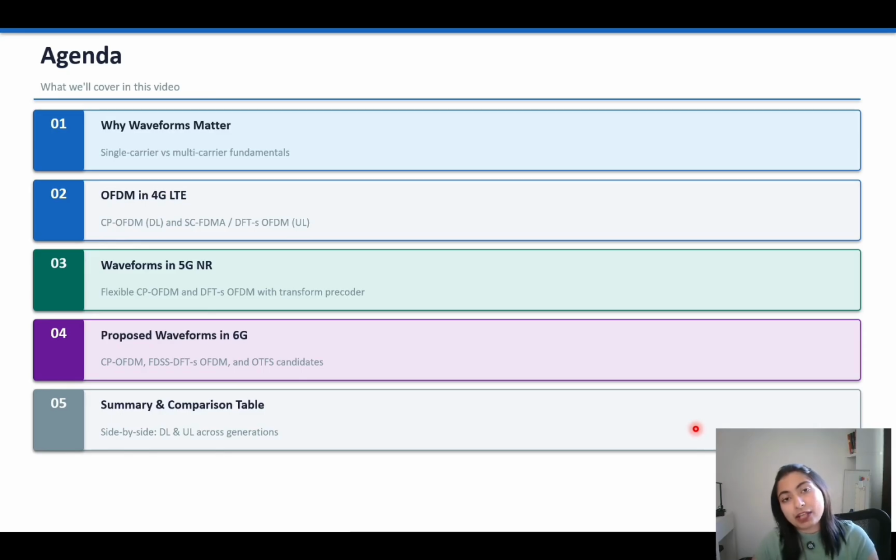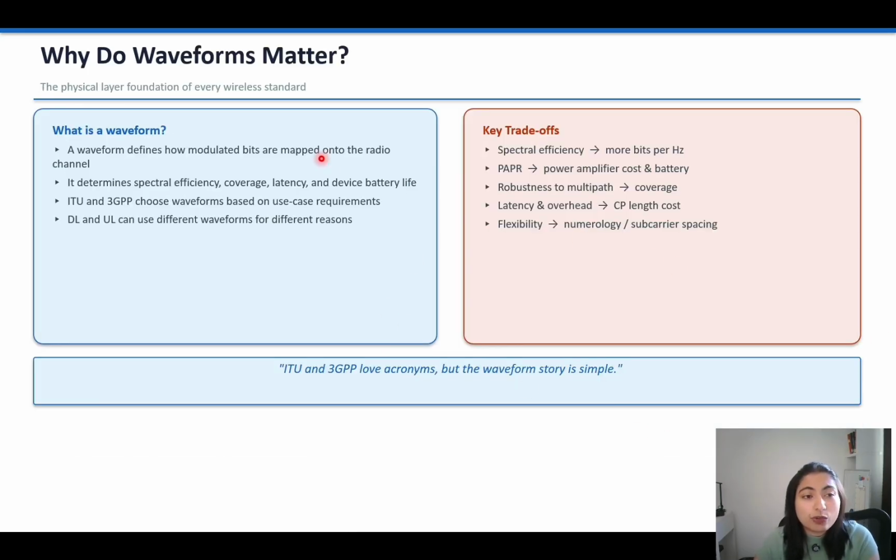All right, now let us start with the fundamentals. So what even is a waveform? A waveform is essentially a mathematical blueprint for how you take your bits, your ones and zeros, and turn them into a radio signal that can be propagated wirelessly over the air.